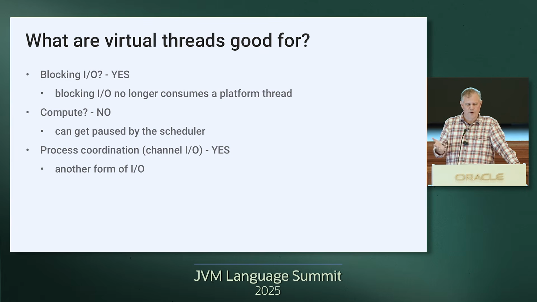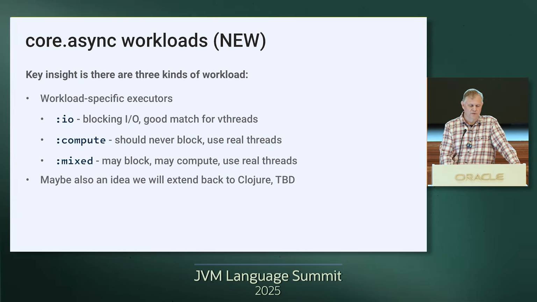Are we going to use them for compute? No, it's probably not a good idea for that. We should use real threads for that, and then we can map them to real platform threads and limit them. It is good for process coordination, channel I/O, and that's what we are already using parking ops for in Go threads and Go blocks. So a key insight that came out of that is there are really three different kinds of workloads. So we're creating three new executor pools inside core async for different kinds of workloads. There's I/O, which is where you can do blocking I/O. That's fine. It's obviously a very good match for virtual threads.